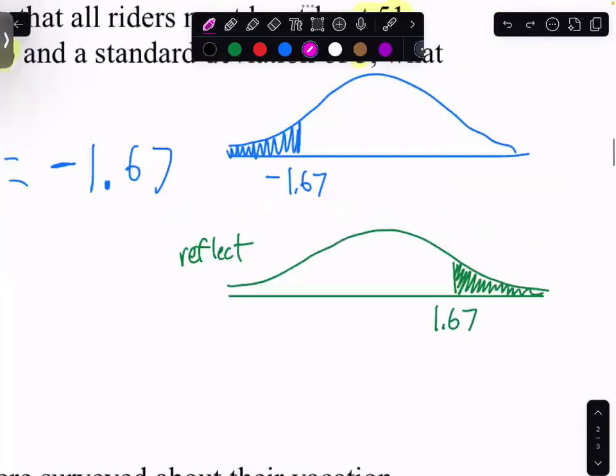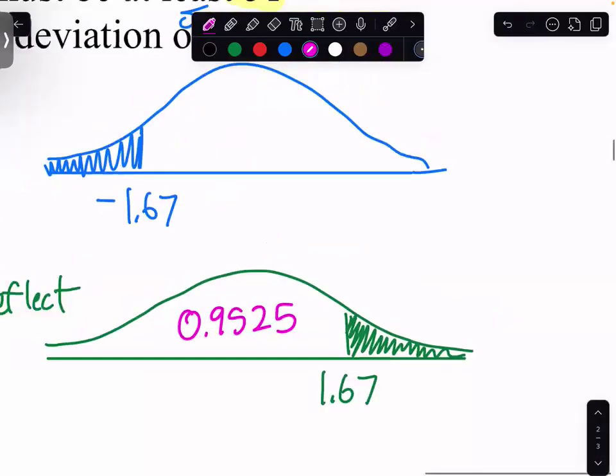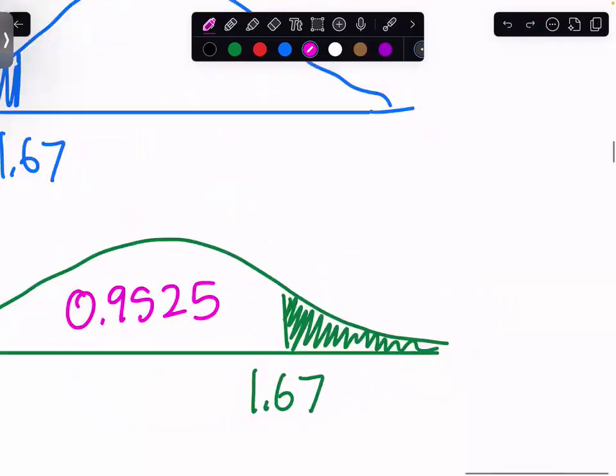Okay, so back over here, the area to the left is 0.9525. But if you look at our little sketch, that's not the area we wanted, right? We did not want this part, we want this part. So we have one last calculation to do.